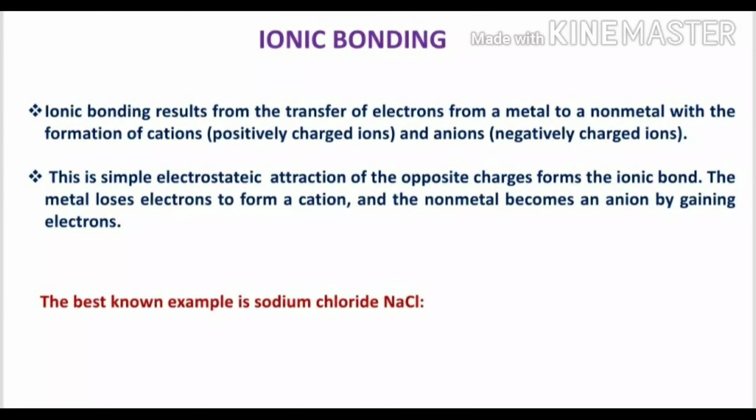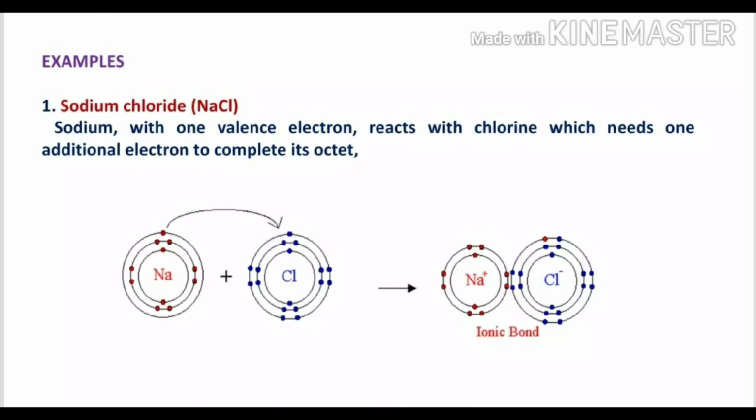The best example is the sodium chloride. How the sodium chloride is formed by this ionic bonding, that we have to see now. Sodium chloride is the best example for ionic bonding. Actually, sodium has the atomic number 11, and chlorine has the atomic number 17. For sodium, the electronic configuration is 1s2, 2s2, 2p6, 3s1. For chlorine 17, it is 1s2, 2s2, 2p6, 3s2, 3p5.